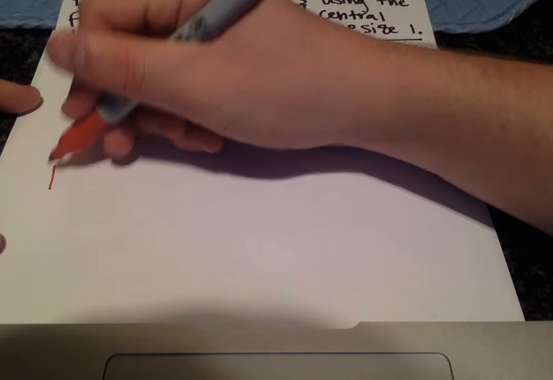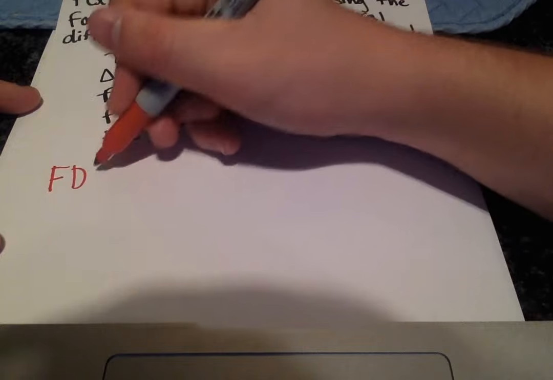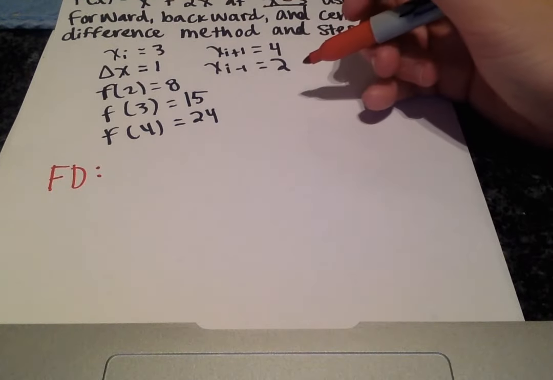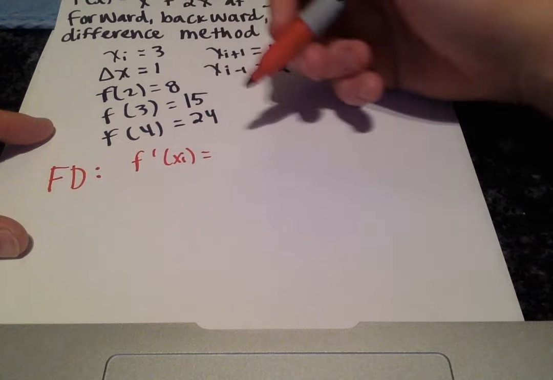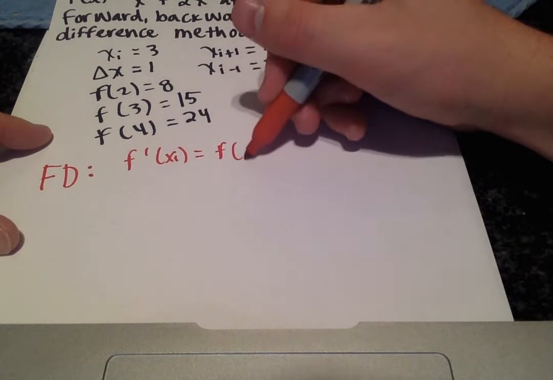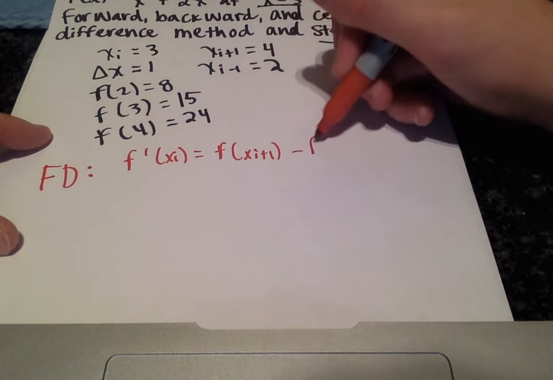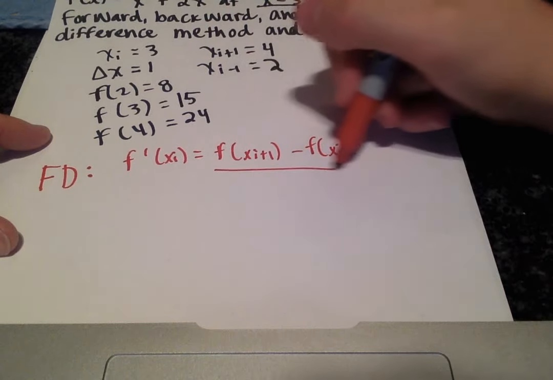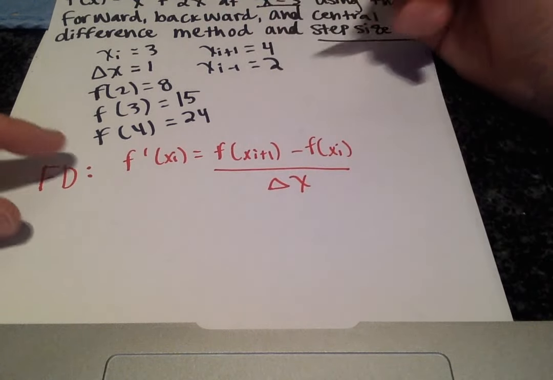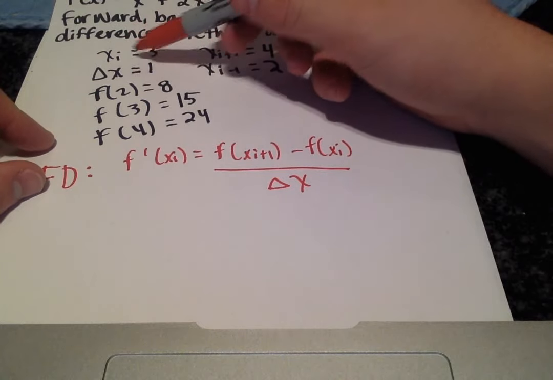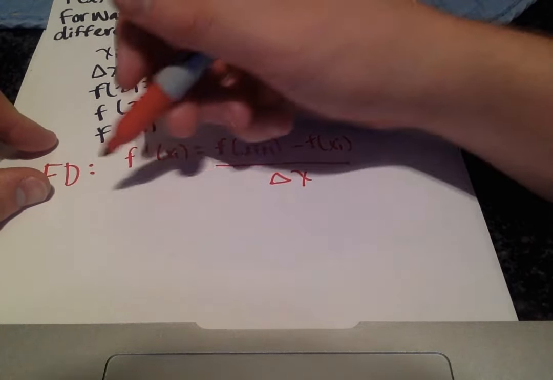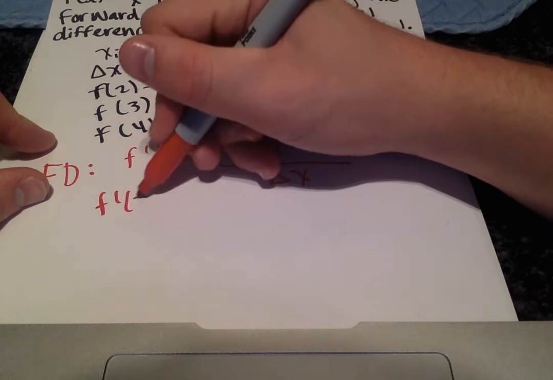So the forward difference, I'll rewrite the formula one more time. Here we just substitute our values where we want to calculate the derivative at x sub i equals 3, so that's our point of interest.